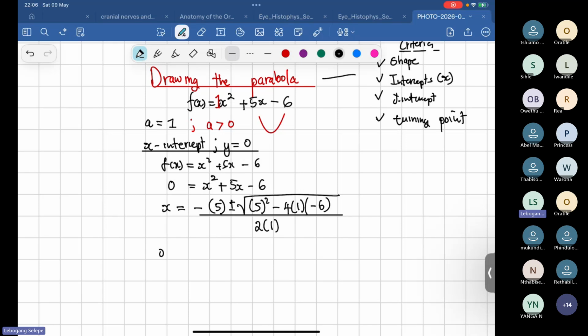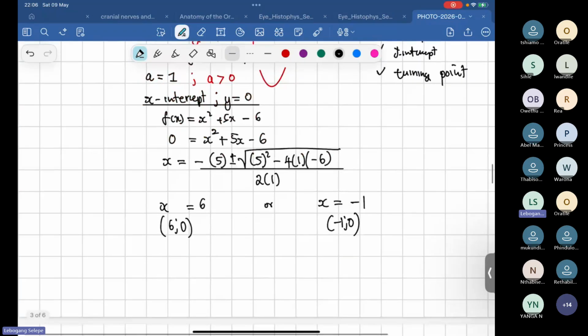So what are the two x values that you're finding from this calculation? Anyone? Positive 6 and negative 1. Positive 6 and negative 1. Thank you so much. So our x-intercepts are going to be at 6, 0 and at negative 1, 0, because for the x-intercept, y is equal to 0.